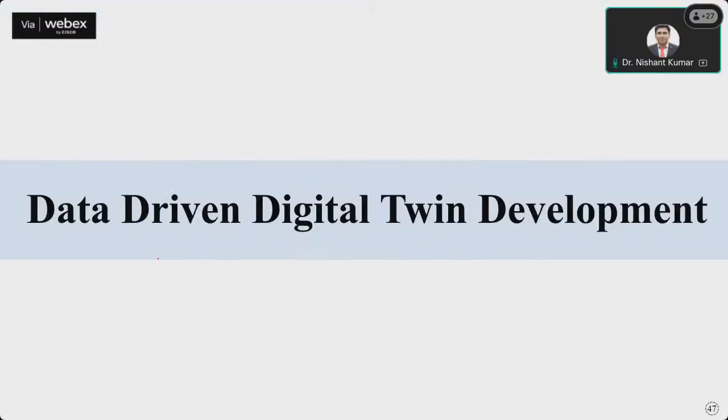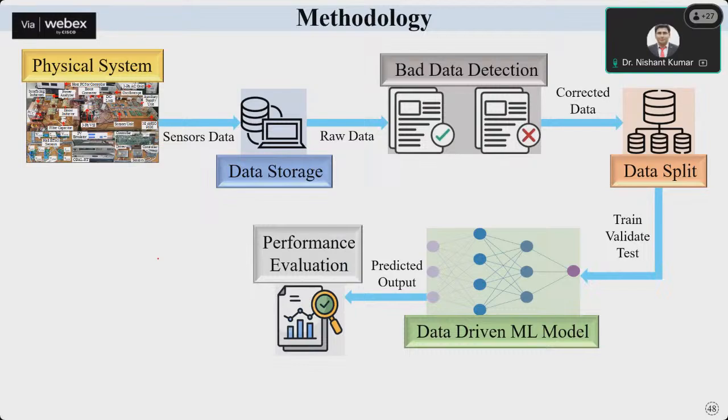The last one is the data-driven digital twin. The data-driven digital twin is not for the actual application. This is for research purposes only. We built this for research where the plant is not available or is not ready to share the data. So in that case, if anyone wants to do research, how will they do that?